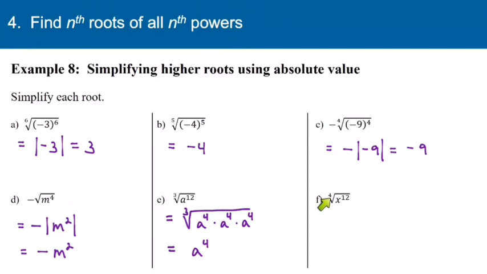Okay, on part F, we have the fourth root of x to the 12th. So here we had the third root, now we have the fourth root of x to the 12th. So what could we multiply times itself 4 times and get x to the 12th? Well, that would be x to the third. So the fourth root of x to the 12th is going to be x to the third, but this is an even root, so I'm going to need absolute value bars around that. So for part F, the fourth root of x to the 12th is the absolute value of x to the third.